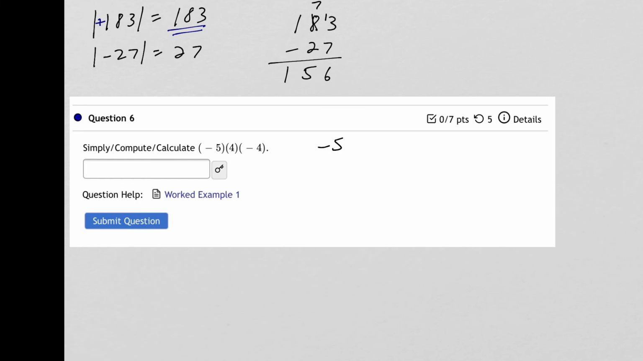So I want to do negative 5 times positive 4 first. Well, I know my sign's going to be negative, right? Because negative times positive is negative, and 5 times 4 is 20. So then this becomes negative 20 times negative 4. That's what I have remaining. Well, negative times negative is positive, and 20 times 4 is 80. So it looks like positive 80 would be my result.